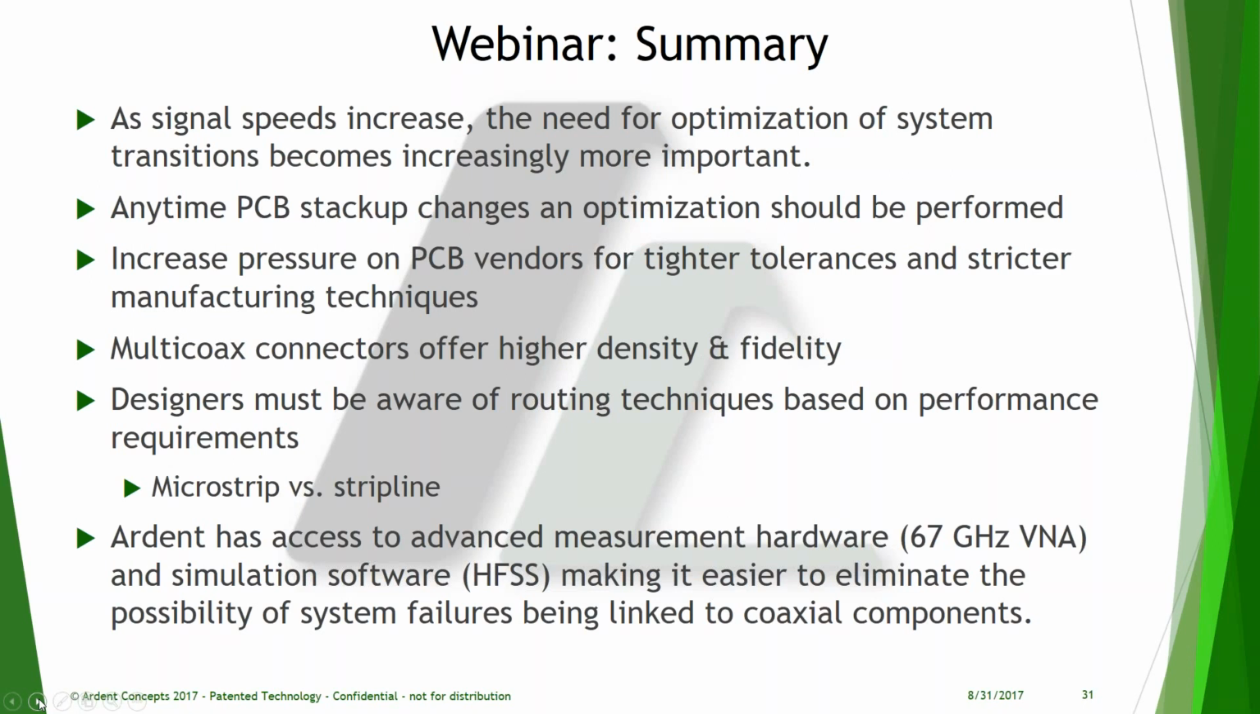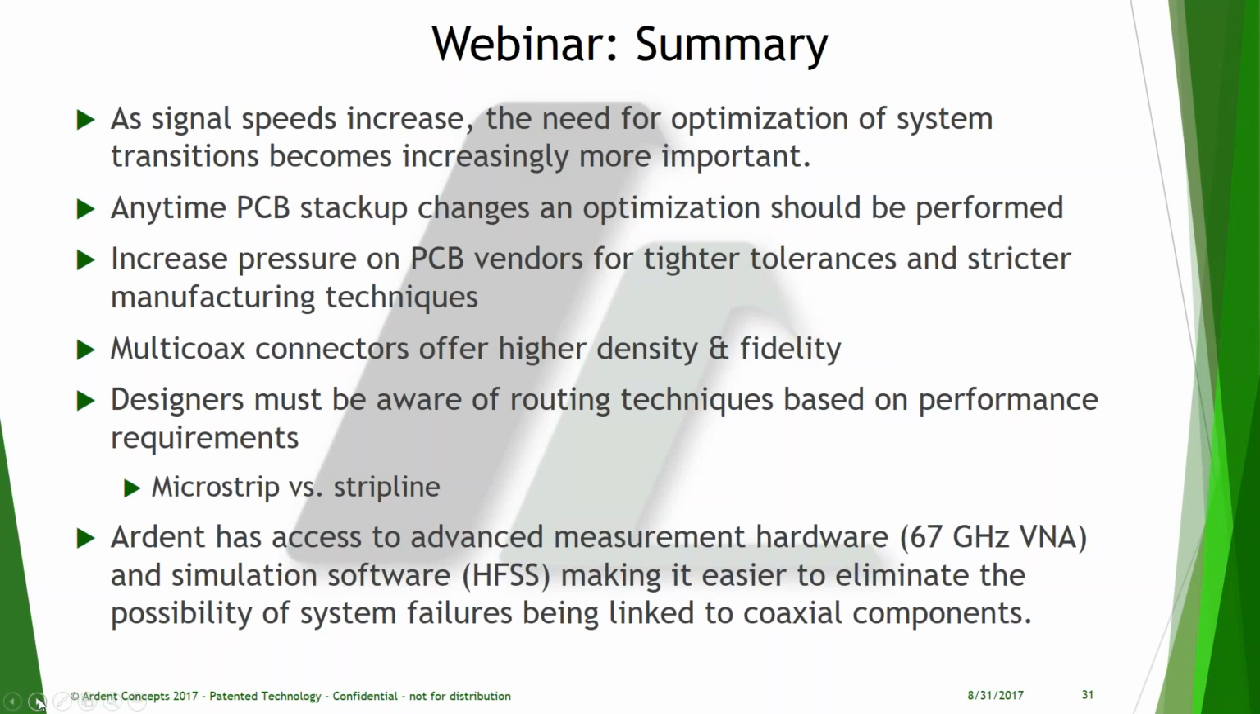Because of those stack-up changes, it's important to look at how our connector, or any connector, will work in that system. It's important to increase pressure on PCB vendors for tighter tolerances and stricter manufacturing techniques to prevent issues with the board and to ensure that all the connectors and components on that board work appropriately. Multi-coax connectors offer higher density and fidelity than some of your individual connectors that you may be optimizing the launch of on your boards today.